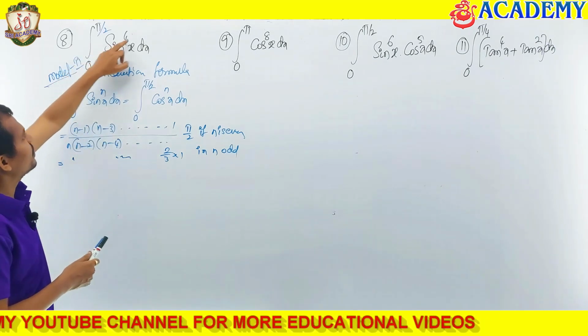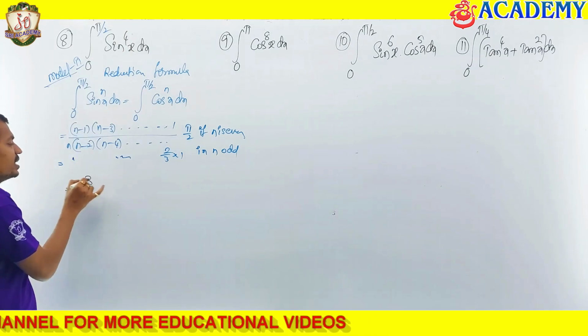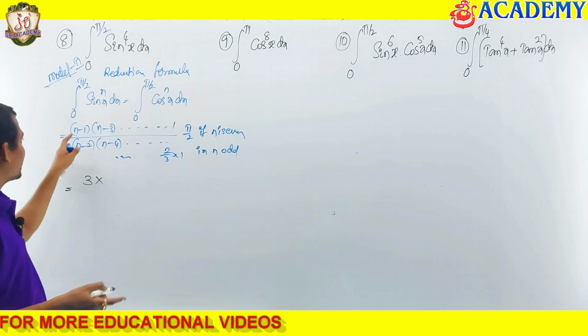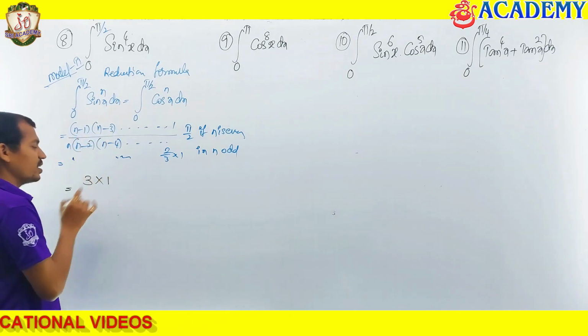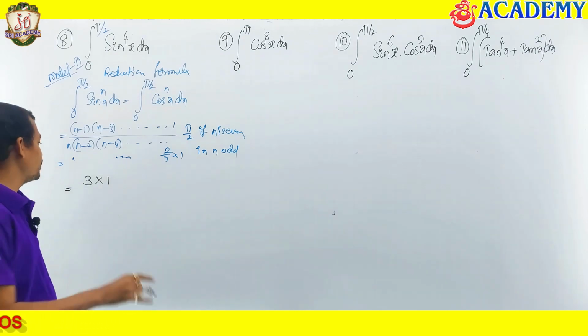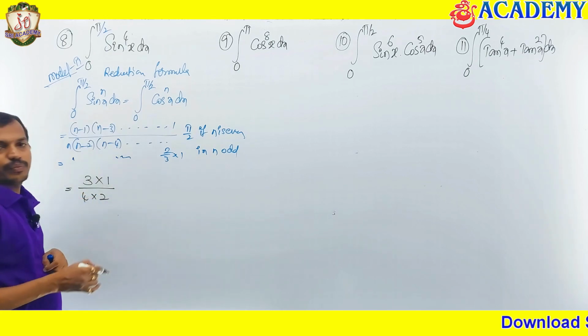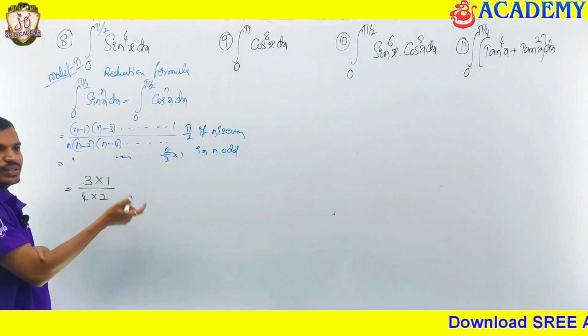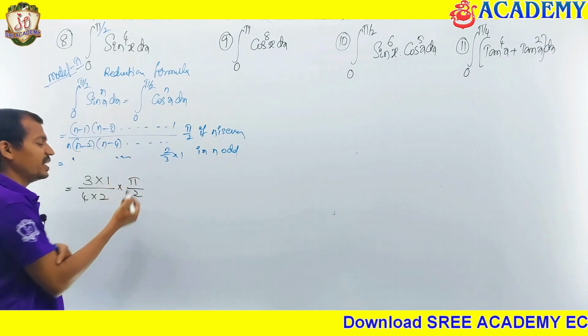Right? Here we are having power 4. That is 4 minus 1. In numerator, 3 into 3 minus 2. After that, 3 minus 2 is nothing but 1. If you are getting 1 or 2, you have to stop. And divided by 4 is there, 4 into 2. If you are getting 2 also, you can stop. 2 minus 2 is nothing but 0. It is an even number, that's why you will get pi by 2.